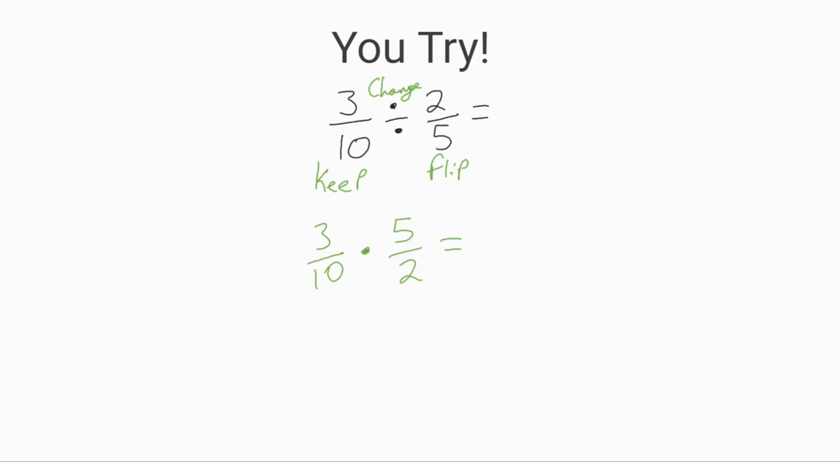Now we have a multiplication problem where we just multiply across. 3 times 5 gives me 15. 10 times 2 gives me 20. I can reduce this. Both are divisible by 5. Well, that will leave me with 3/4. And there's the solution to that problem.